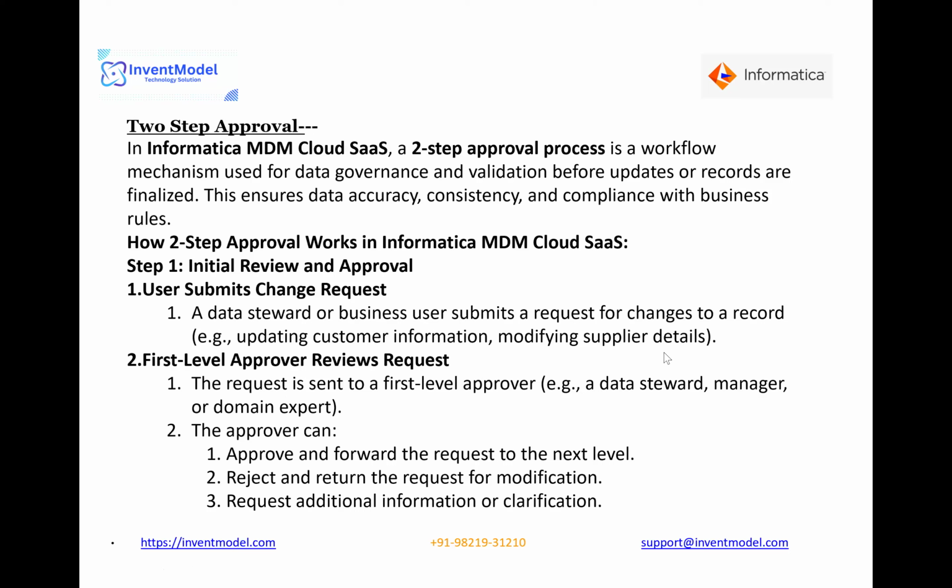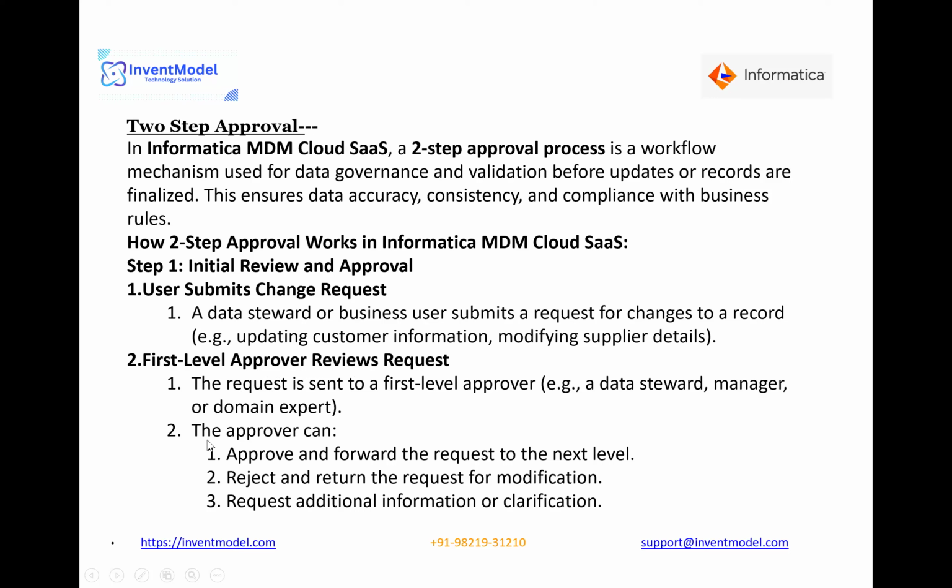Now, the second step is the first level approver reviews the request. Whosoever is the first level approver we have given, it would review the request because it would be in the workflow of this particular level approver. The request is sent to a first level approver, for example, a data steward, manager, or domain expert.